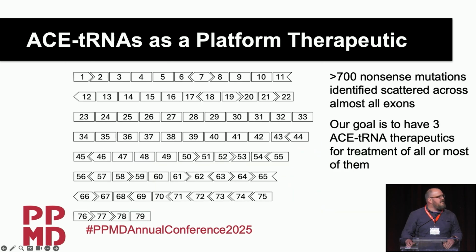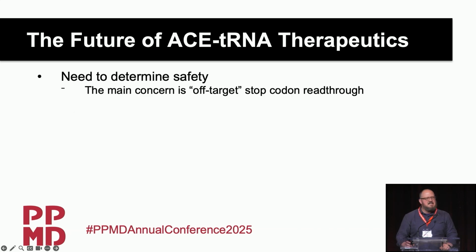So as a platform, there are over 700 nonsense mutations that have been identified, and our goal is to have 3 ACE tRNA therapeutics for treatment of all or most of them. So what needs to be done? This is very early in the use of this technology, so we need to determine its safety.